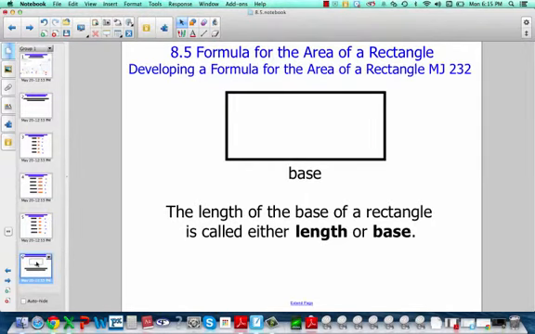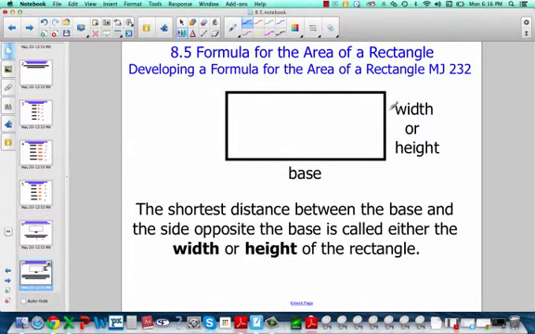So today we have to remember some different language. The length of the base, the bottom of a rectangle, is either called the length or the base. Often we see this as L or B. So this is referring to the bottom or the base. It could also refer to this part up here. This would also be the base if you flipped it over. Both of them are the same length, you'll notice.